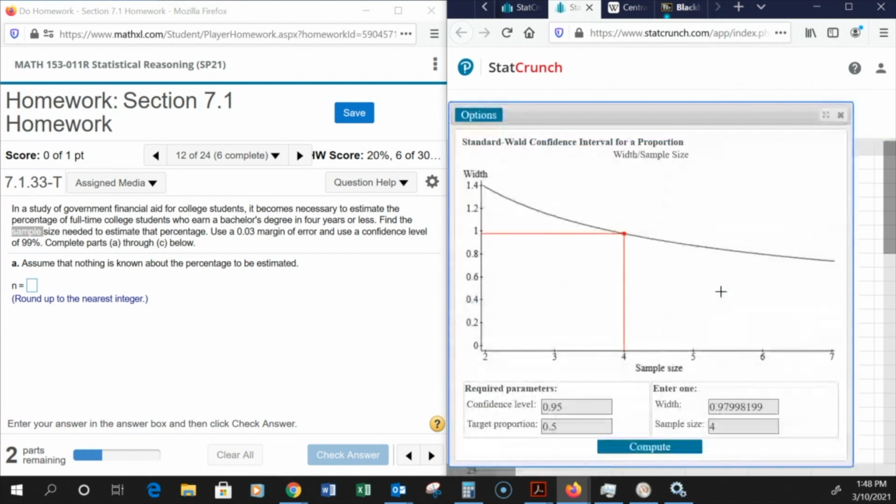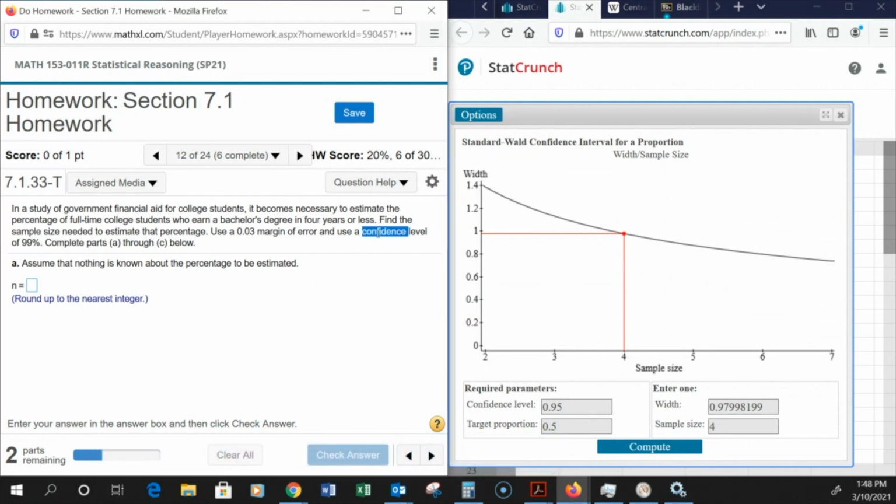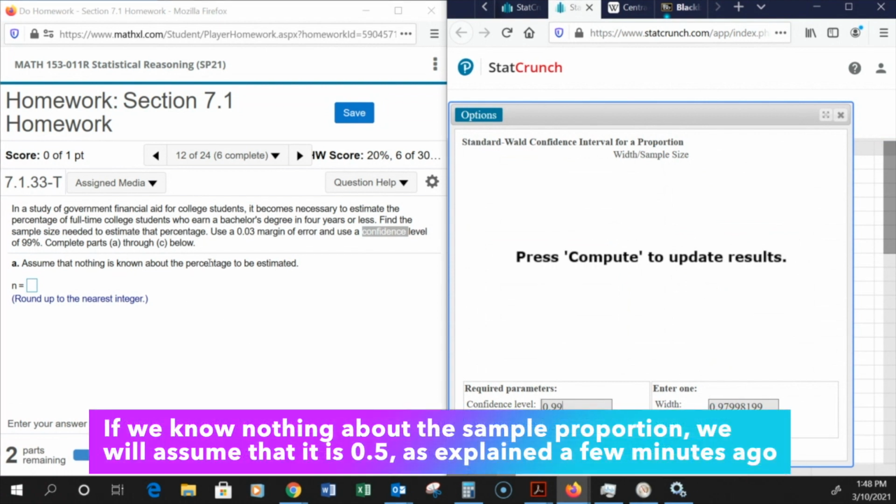And this is a strange looking thing. It's like, wait, what? But don't worry about the graph. The graph means nothing to you. All that matters here is you have to put these values in. And most of it's copying. There's one tricky part. They told us to use a confidence level of 99%. So I put that in, 0.99. We also have to know the target proportion. This is the p hat. I know nothing about p hat. So what do I assume it is? Well, it's probably 50-50. So that's why this 0.5 is here.